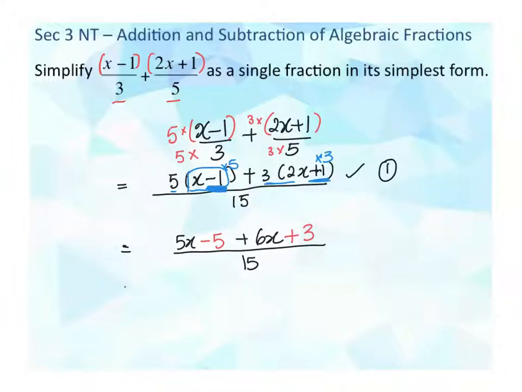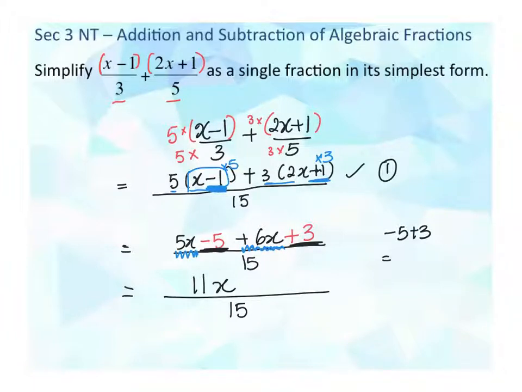Now we cannot leave this as our final answer because there are like terms. So we need to simplify the fraction. 5x together with positive 6x. Remember to take note of the sign. So 5x plus 6x gives us 11x. And for the numbers, this will be minus 5 plus 3. So this is minus 5 plus 3 gives you negative 2. So this answer will be minus 2 over here.